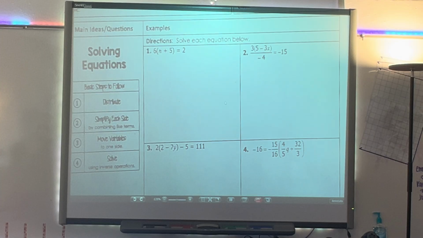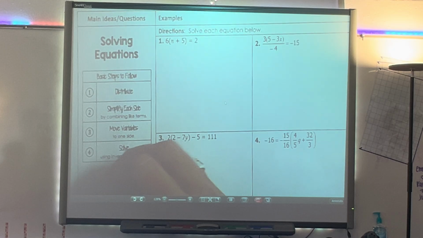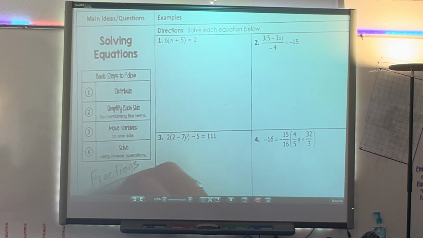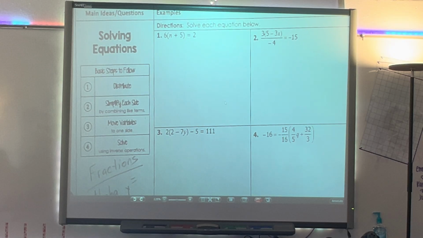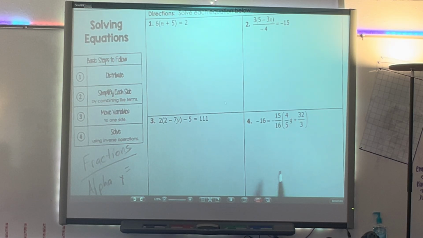Just a quick review, how do you put a fraction in your calculator? Because that is important. Alpha y equals, all right, that's really important that we know that. That's your alpha, y equals, that'll give you a fraction, so we'll need that when we get down here.